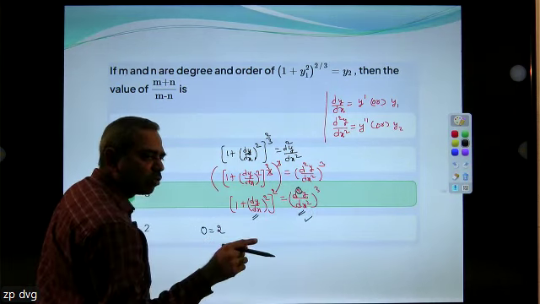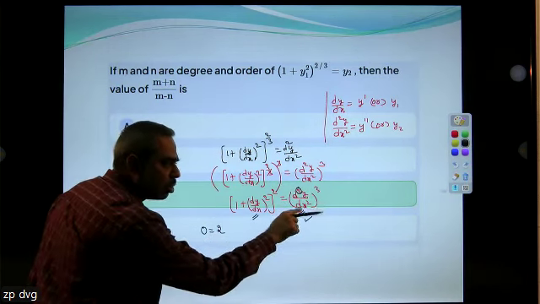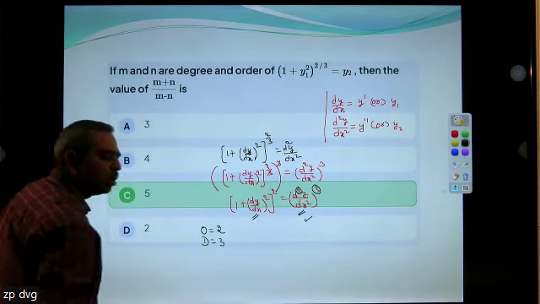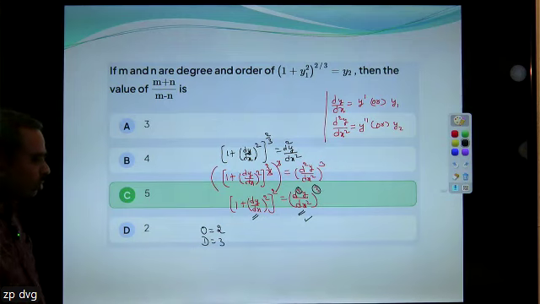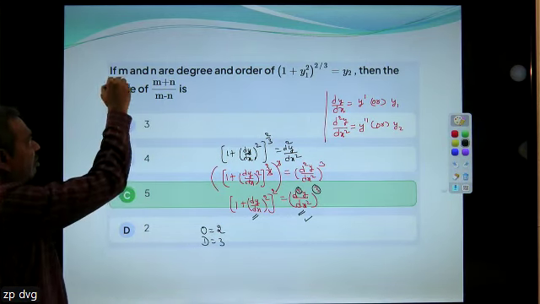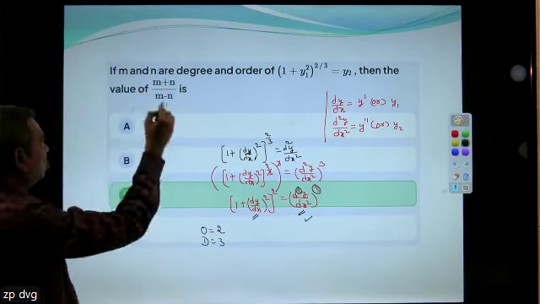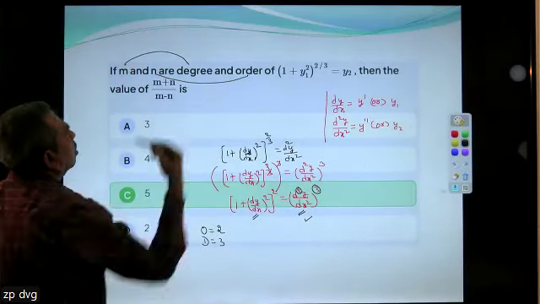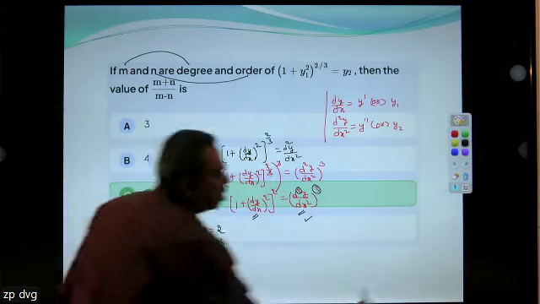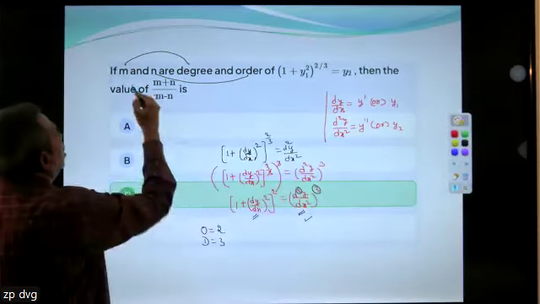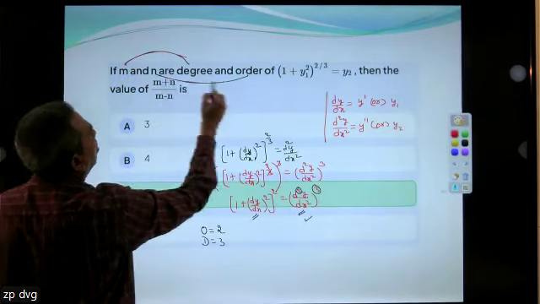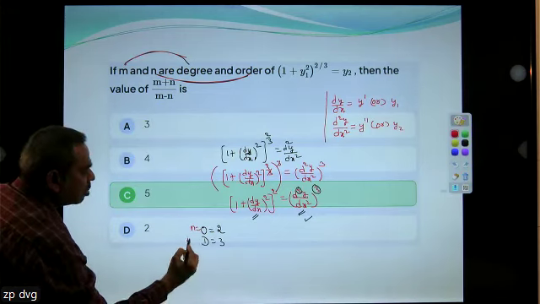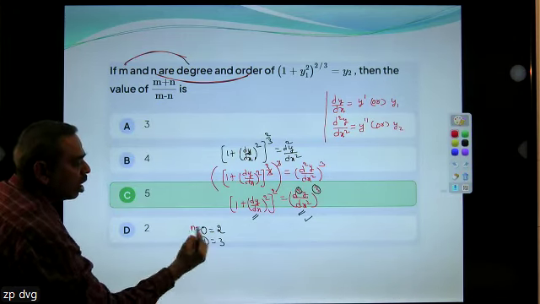Degree always has to be checked for the highest derivative. This is the highest derivative, so this power is called the degree. So the degree is nothing but 3. Is it clear? But in the question, it says that m and n are the degree and order. So m is said to be the degree, and n is said to be the order. So just write down here: m is the degree and n is the order. What is the m value? 3, and what is the n value? 2.